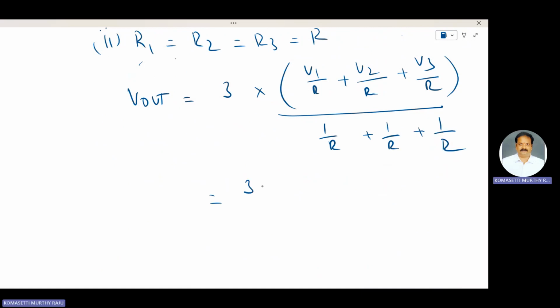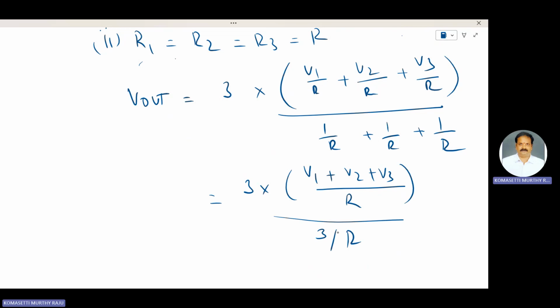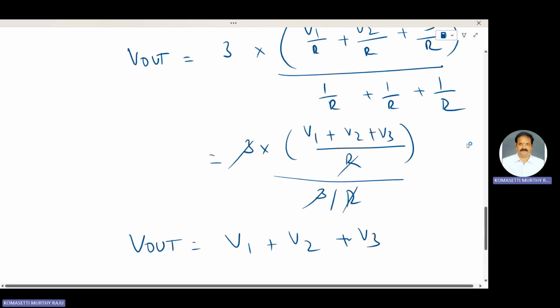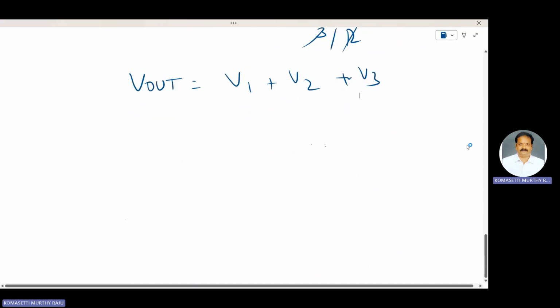That is equal to 3 into (V1 plus V2 plus V3) by R, divided by 3 by R. The 3 cancels and R cancels. Therefore, V out is equal to V1 plus V2 plus V3. This is the op amp summing amplifier circuit.